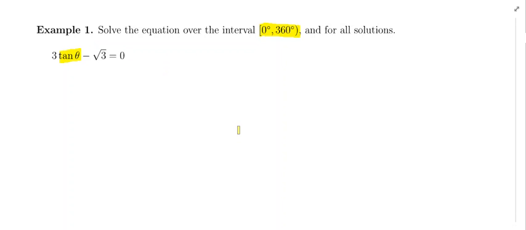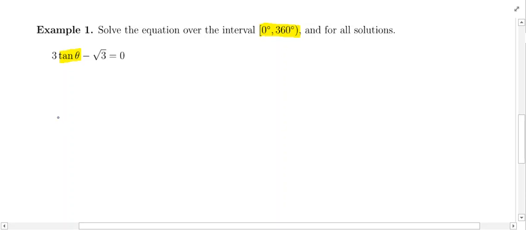Okay, so what we're going to do, if you have something linear and it's only got one trig function, you're going to isolate the trig piece. Meaning what I just highlighted, this tangent of theta, I want to get it by itself on one side of the equation. Okay, so here we go. So I'm going to write it over here. I need to get this tangent of theta isolated.